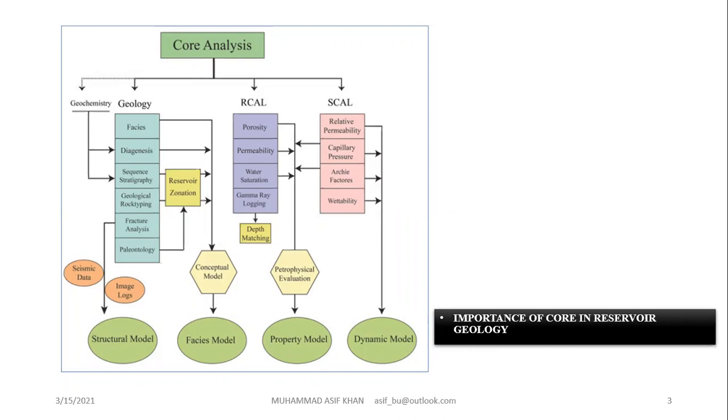Property model means we make one model and distribute the properties across the reservoir. Then by using these facies models, by the implication of diagenesis and sequence stratigraphy, we can make a conceptual depositional model for a reservoir, or we can go for a structural model. To construct a structural model, we can also take the help of seismic data and image logs as well.